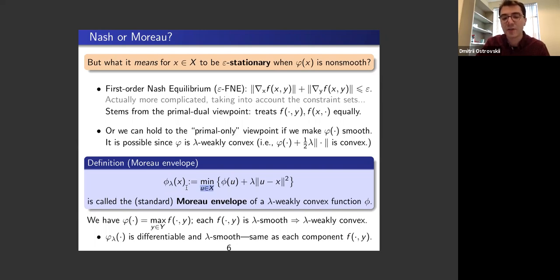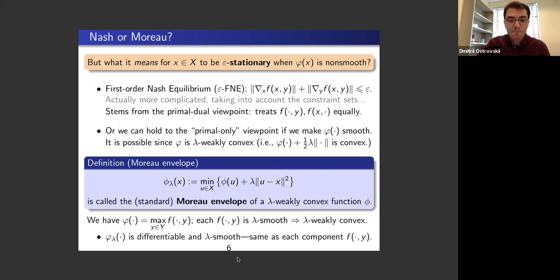So I can define this function phi lambda of x, first of all, in this way, where what I minimize is definitely a convex function, actually a lambda strongly convex function. And this minimum at any given x is what I call the standard Moreau envelope for a lambda weakly convex function phi. This phi is like any candidate lambda weakly convex function, and the calligraphic phi is the primal function in the minimax problem.